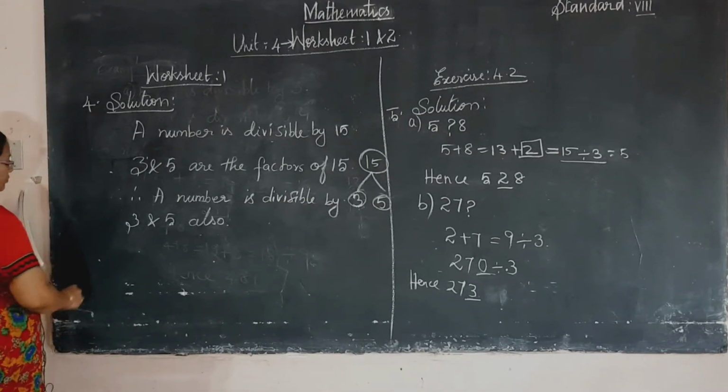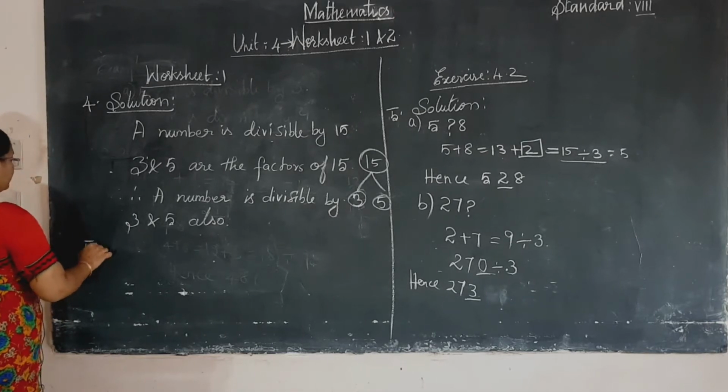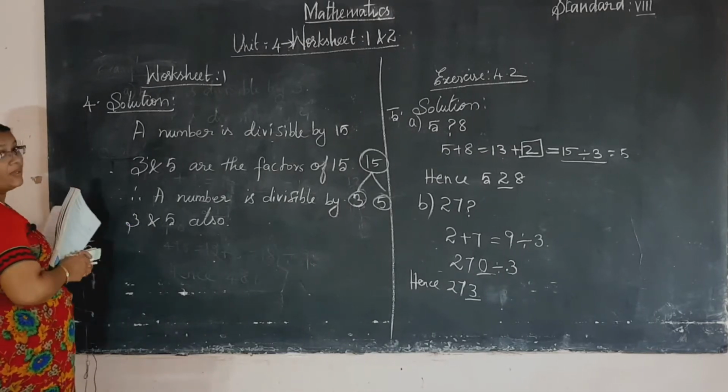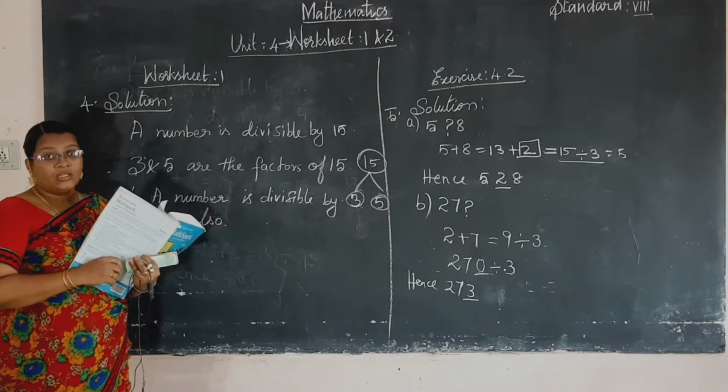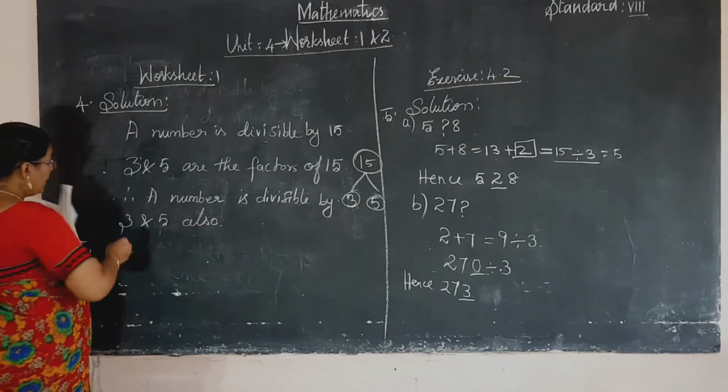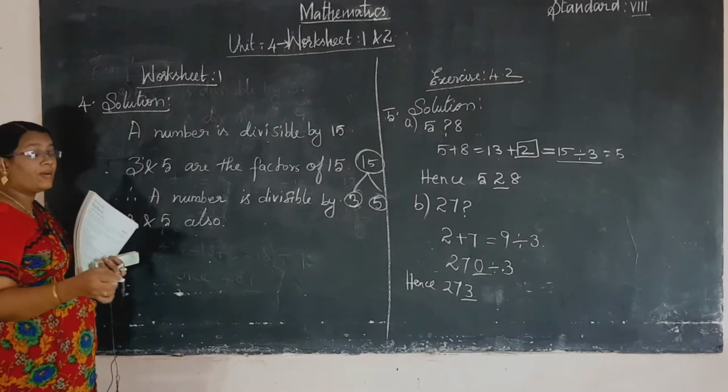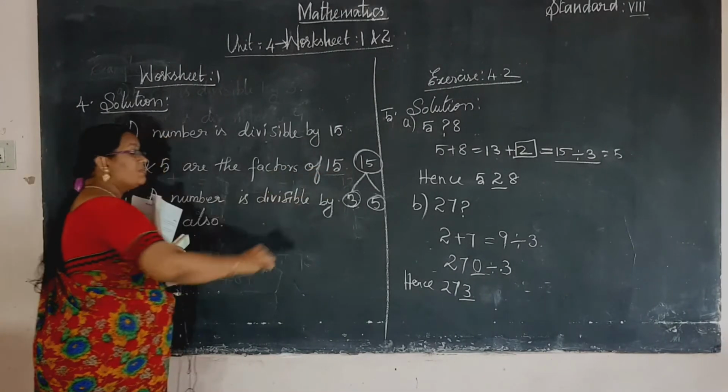And next one, fifth. Why is it divisible by 3 and 5? Because the factors of 15 are 3 and 5. So, each number divisible by 15 should be divisible by any factor of 15.